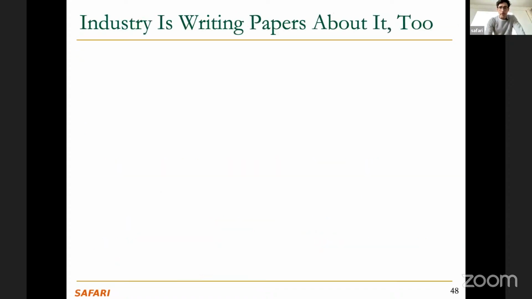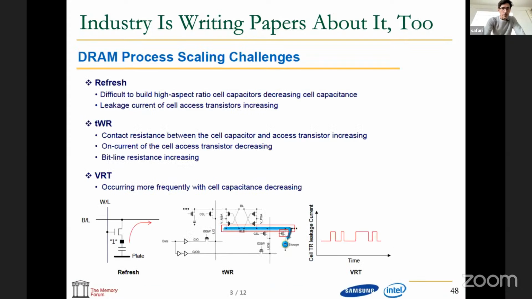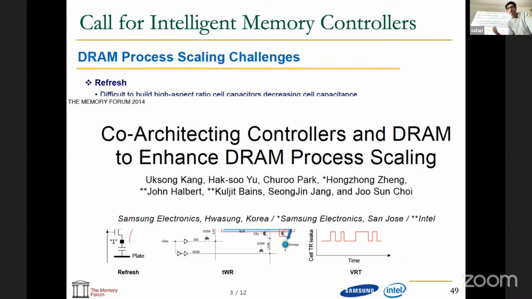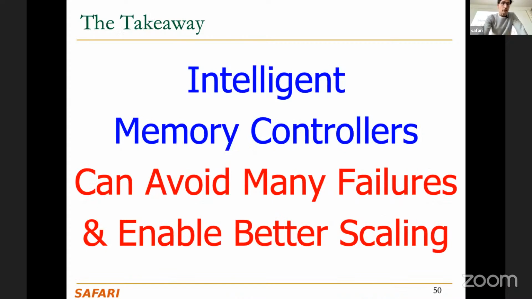And it's not only research from our group, of course. Industry as well is writing papers about intelligent memory controllers. Samsung and Intel together presented this paper, co-architecting controllers and DRAM to enhance DRAM process scaling. So very interesting ideas in this paper. The takeaway here is that we need intelligent memory controllers in order to avoid many failures and enable better scaling.